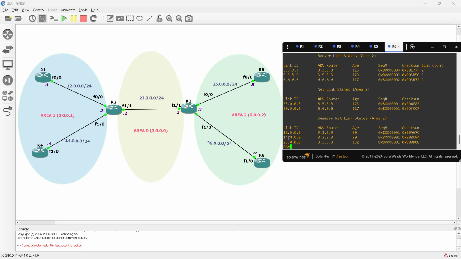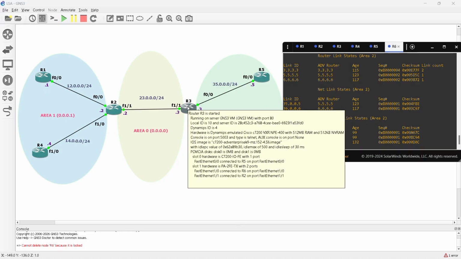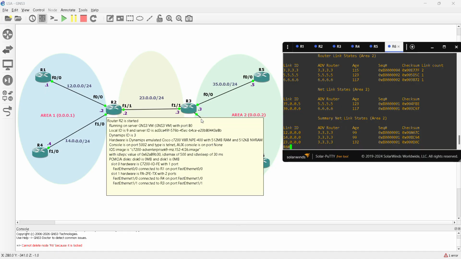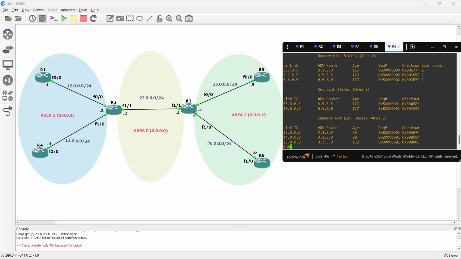So how did this happen? As we have learned in the previous lecture, whenever an ABR receives a type 3 LSA, before forwarding it to the corresponding area, it changes its originating ID, or router ID, to its own. So R3 changed R2's router ID to its own before introducing it to area 2, right? Yes.